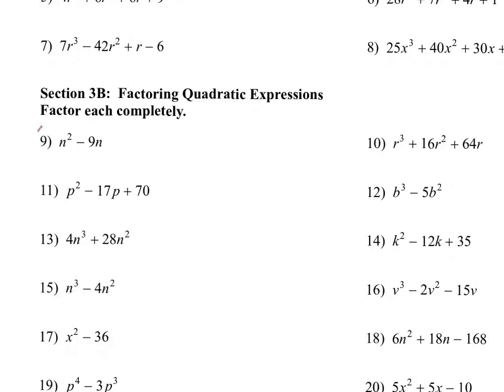And if you notice on number 9, I have an n in common in that binomial. I can take an n out. And then I'm left, opposite of the distributive property, n times n will be here. And then if I take an n out of my minus 9n, I'm left with that. Now, what's left in that binomial inside there is not factorable any further, so that's as far as you can go factoring completely on number 9.